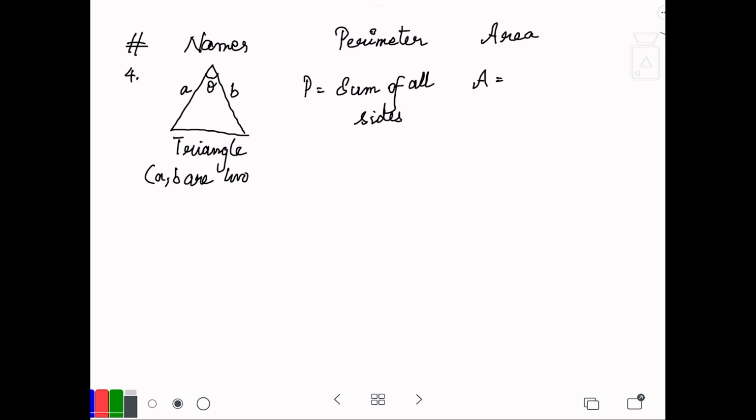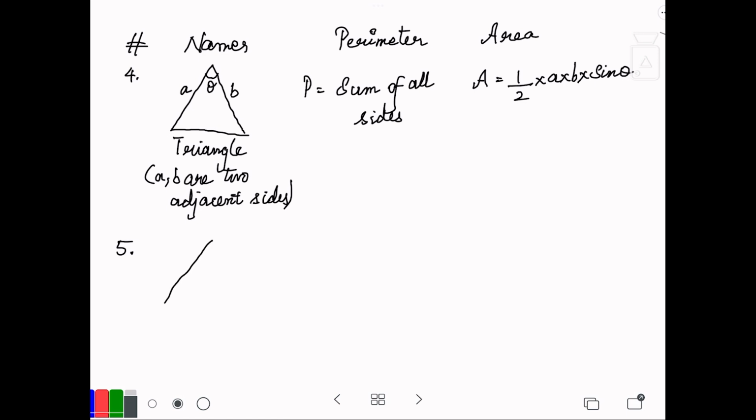Again, in this case also, perimeter is nothing but the sum of all sides. Whereas for area, when you know A and B are two adjacent sides, then the formula to find the area of the triangle is half times A times B times sine theta. So this is the next formula.